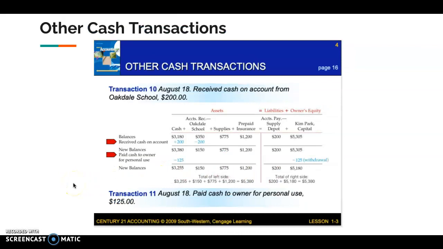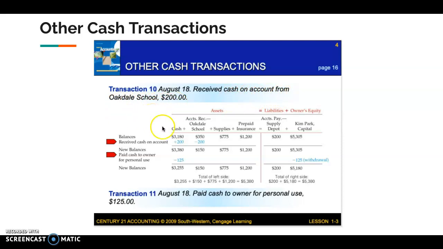All right, a couple other different transactions that you're going to see for 1-3. We are going to now, Oakdale has said it's time to pay our bill to Techno. So Techno is, this is the transaction. So on August 18th, you receive cash on account from Oakdale School, $200.